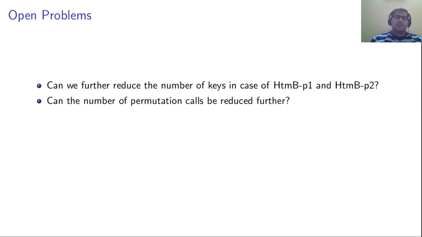Another direction can be to reduce the number of permutation calls. With this work, we have shown that with one extra call, we can actually get n bit security as compared to PMAC plus. For PMAC plus, we have L plus 2 calls, where L is the number of blocks in the message. And for MPMAC plus, we have made just one extra call. So MPMAC plus requires just L plus 3 calls, and it achieves n bit security as compared to 3n by 4 bit security for PMAC plus. So it could be interesting to see whether you can actually reduce the number of calls to L plus 2, or whether this is actually the lower bound. This can be another interesting problem to explore.